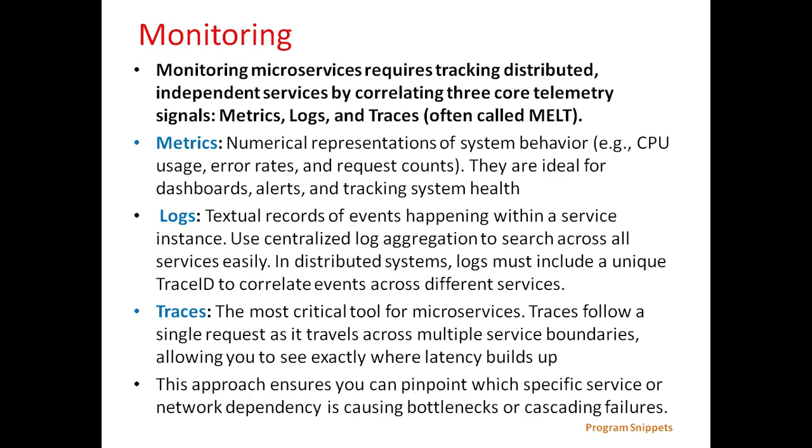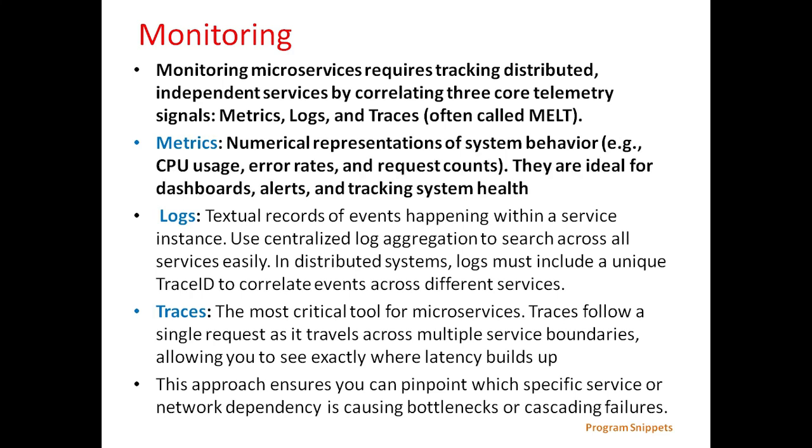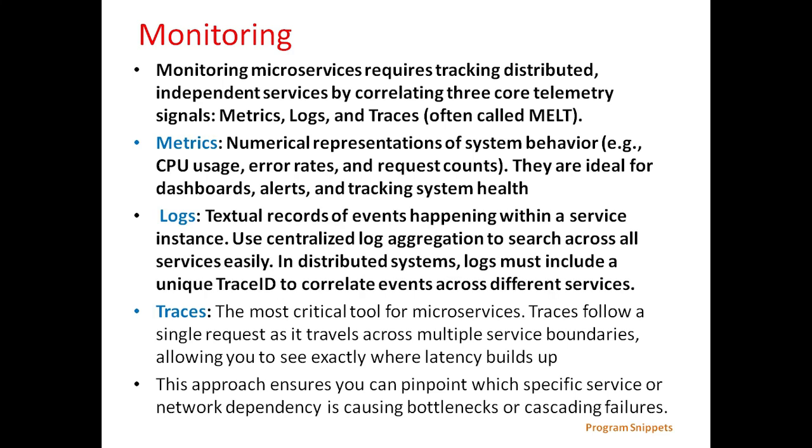Monitoring microservices requires tracking distributed independent services by correlating three telemetry signals: metrics, logs, and traces, often called MELT. A metric is a numerical representation of system behavior. They are ideal for dashboards, alerts, and tracking system health. Logs are textual records of events which are happening within a service instance. It uses centralized log aggregation to search across all services easily. In a distributed system, logs must include a unique trace ID to correlate events across different services.